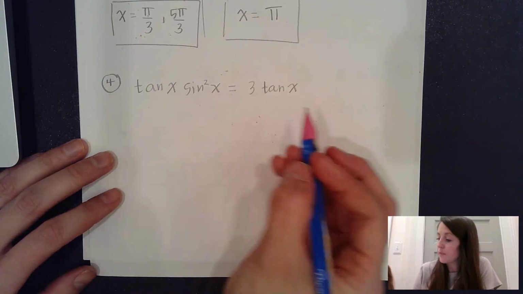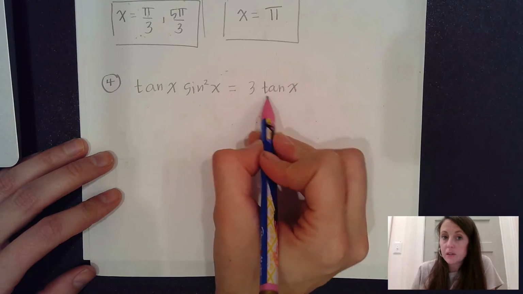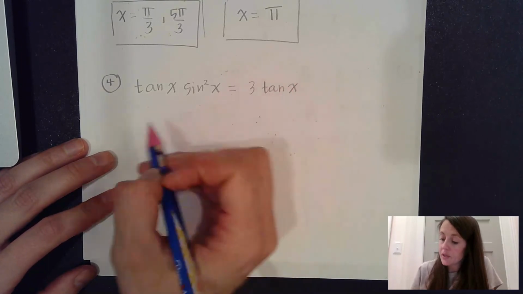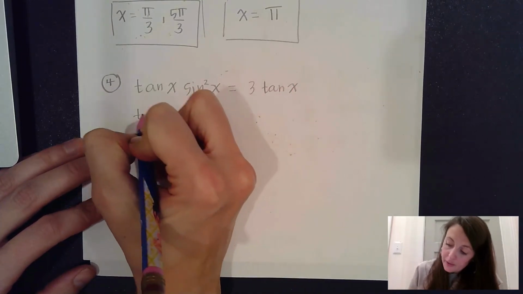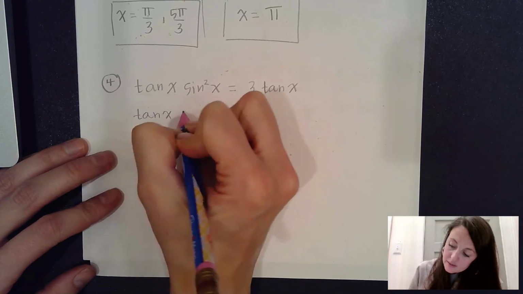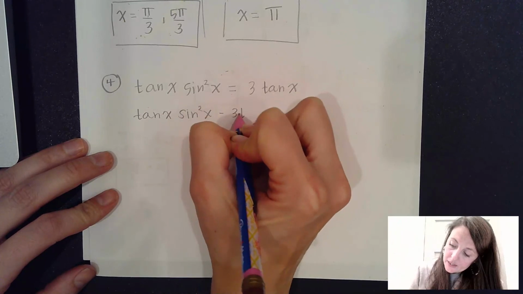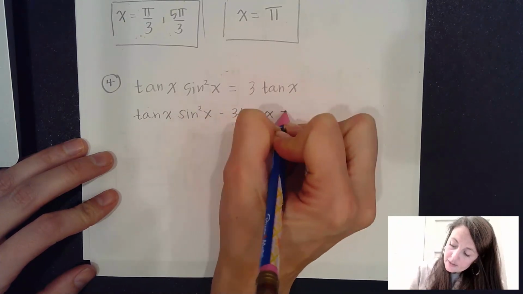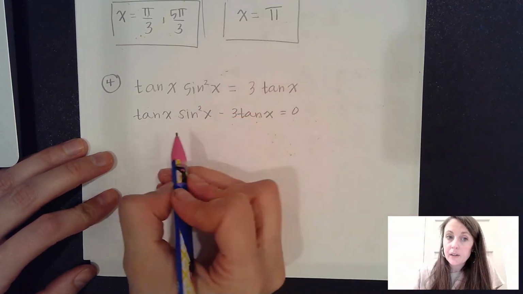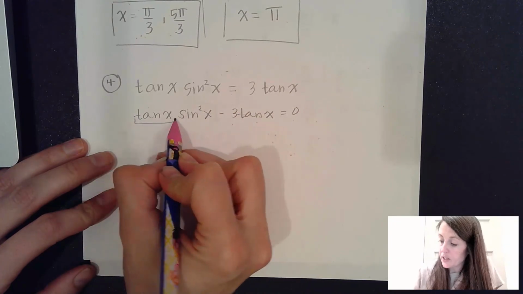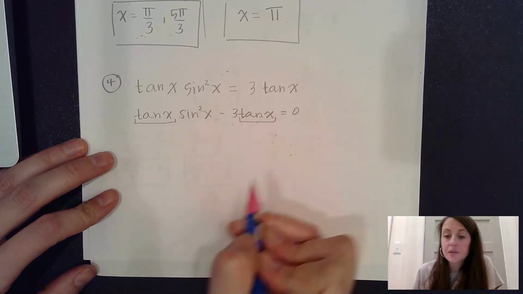Okay, just a second. So I can move this 3 tangent of x over to the other side. So I would have tangent of x times sine squared of x, minus 3 tangent of x. And if I do that, then I can factor my tangent of x out.